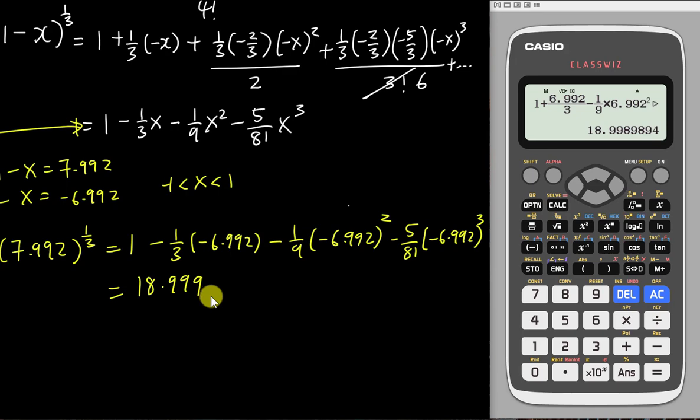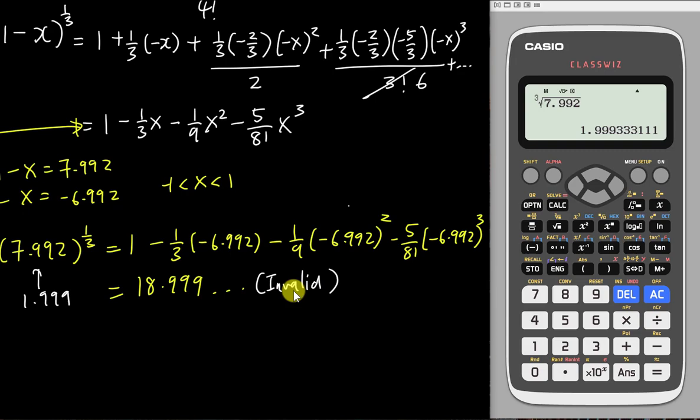Then you enter, you will get something like 18.999. Because we know this cube root is close to 8, the real answer should be close to 2, so it should be 1.99 something. Sorry, it's not square root, it's cube root of 7.992. Your real answer for this one should be 1.999. Right now we get 18.999, so we know this one is basically invalid.